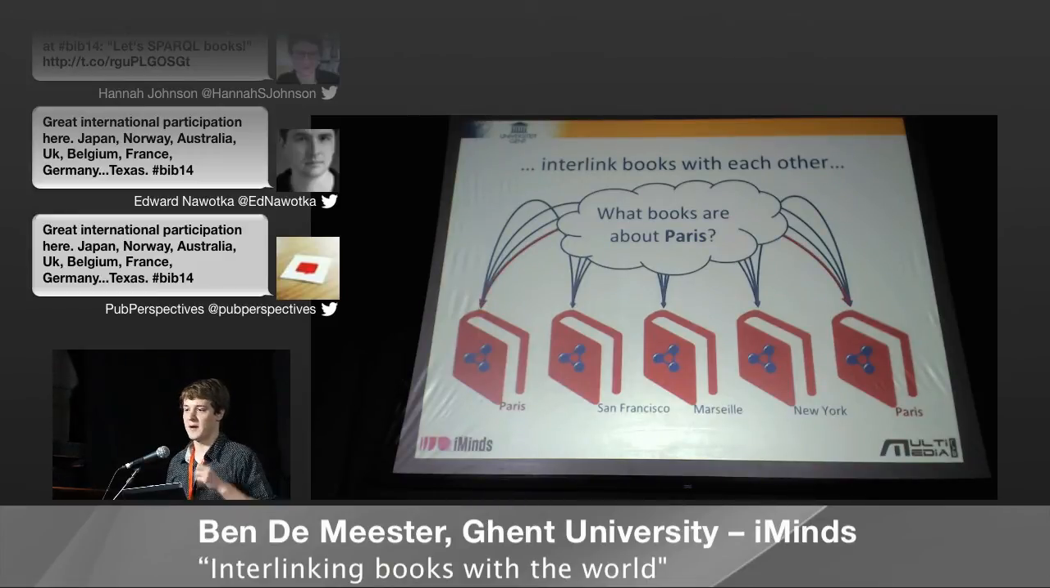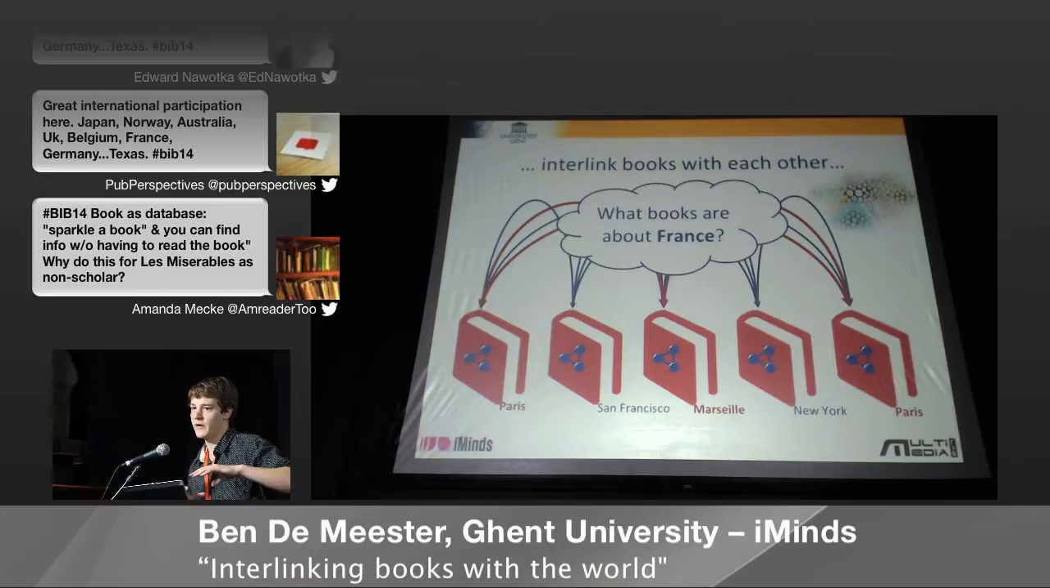But this is where the semantic web gets really interesting. It doesn't have to stop here. You can also do stuff like, okay, what books are about France? Because somewhere in that big linked open data cloud, somewhere in those unambiguous entities on the web, there is, okay, Paris is the capital of France. Marseille is a very big city in France.